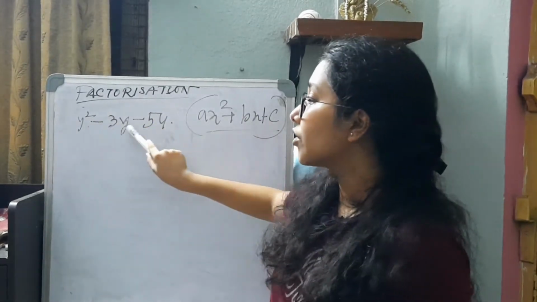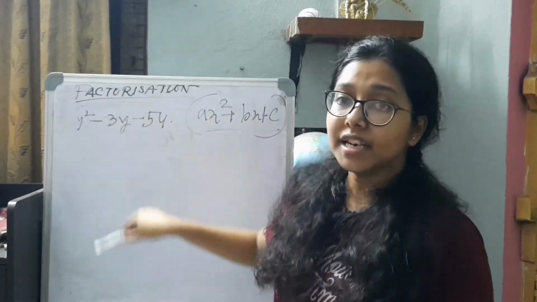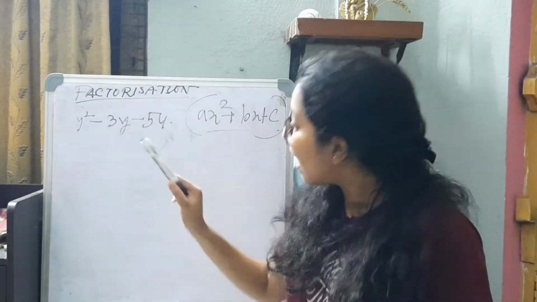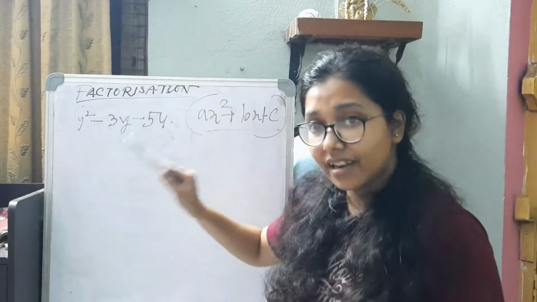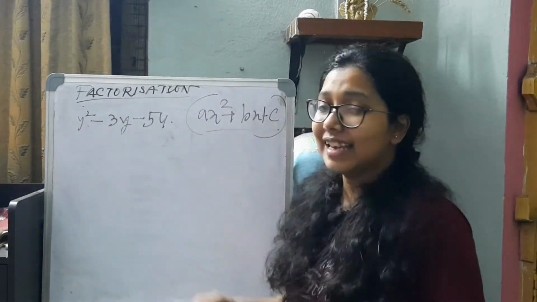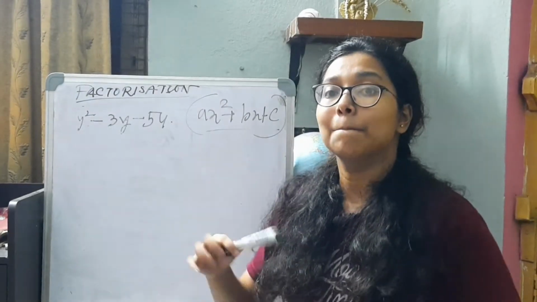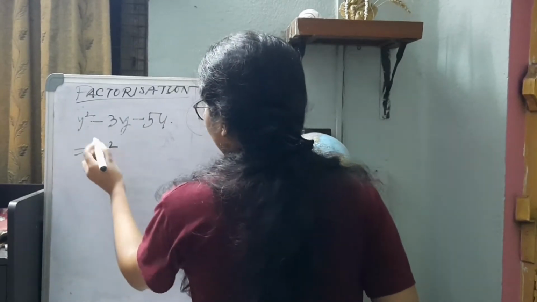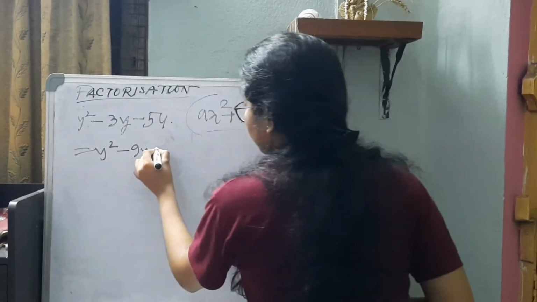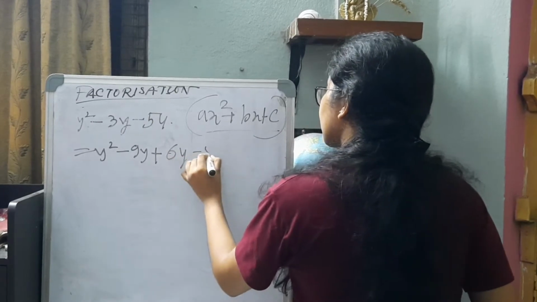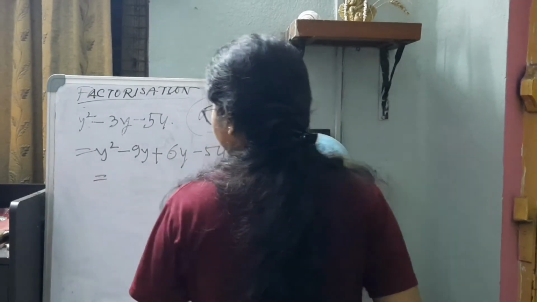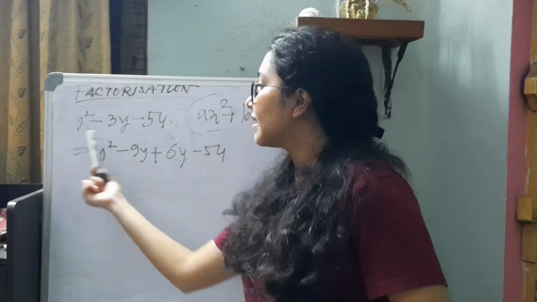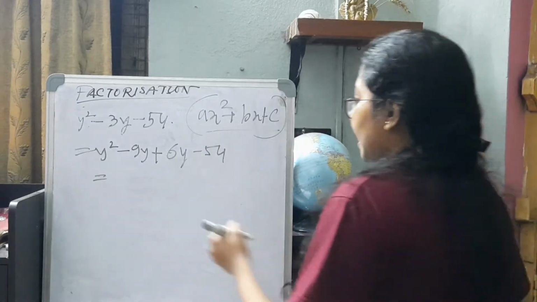So if it is minus 3y, that means we need minus 9y plus 6y. 9 and 6 are the factors of 54. Then we can express them easily in the minus 3y form if it is minus 9y plus 6y, so that it yields me minus 3y only. Now you can easily figure it out, this line is the same as this line, isn't it? This step is the same as this step.